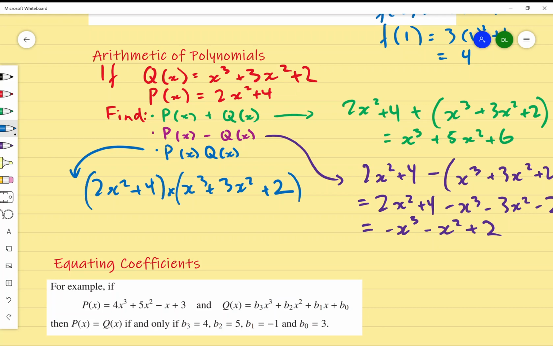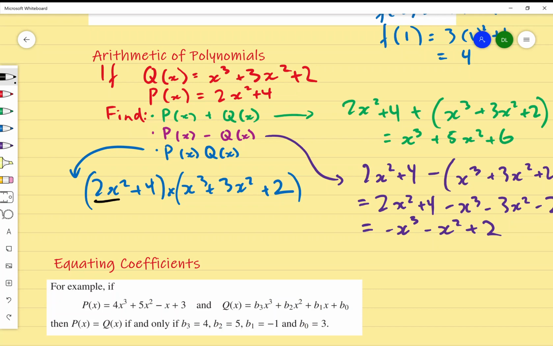Now you guys already know FOIL, expanding brackets when I've got 2 terms in each bracket. What happens if I've got 2 in one and 3 in the other? It's the same principle, but we don't use FOIL. Because the whole point of FOIL, if you remember, is that you want each term to multiply with another term in the other bracket. That's what FOIL is. So I'm going to do the same thing.